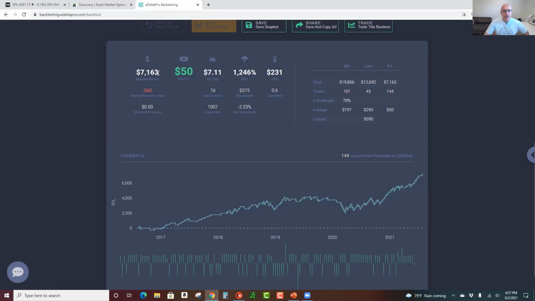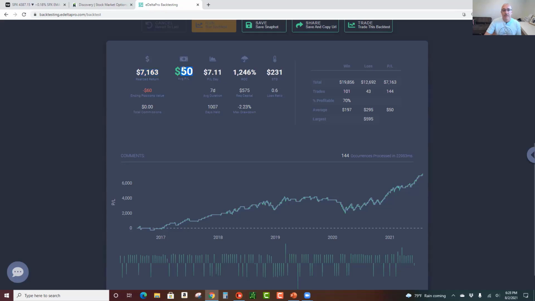In this case, it made a little over $7,000. If you think about that, a 5 wide spread, your average credit here in this case was $197. That means your average risk was about, I'm going to call it $300, maybe $310. So if you're risking $300 a week for one contract, this is what that made over the last 5 years, $7,000. So it's a pretty significant return.